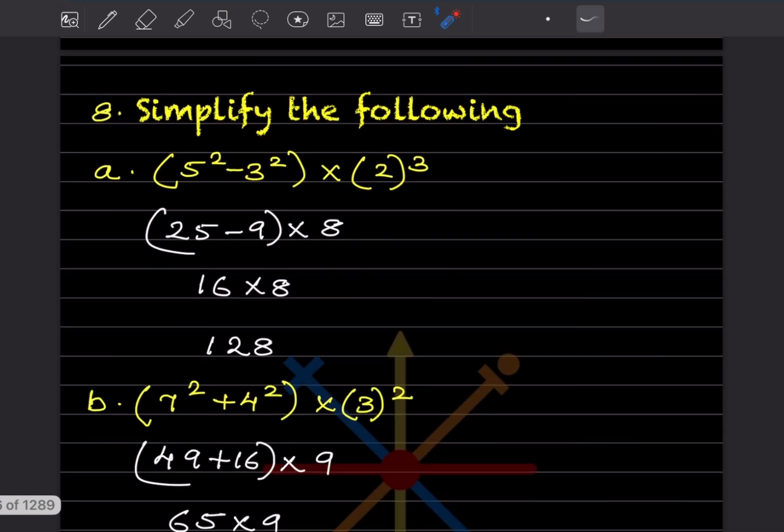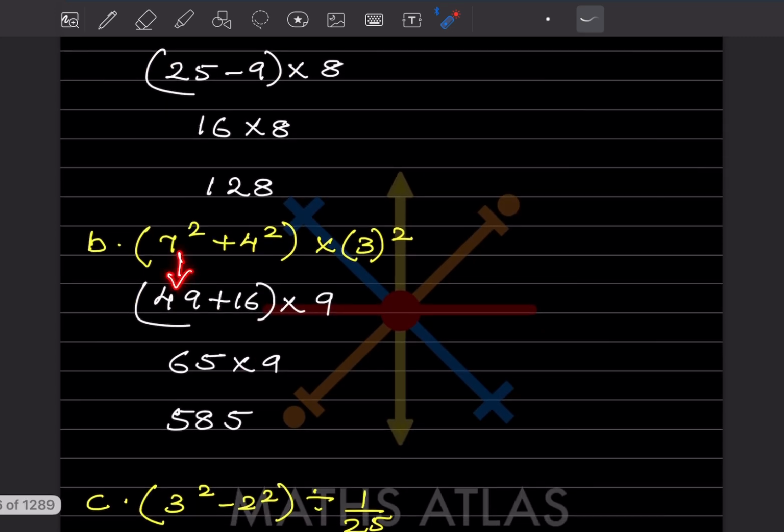Now here they said simplify the following. 5 raised to 2 means 25 minus 9, and this is going to be 2 raised to 3 means 2 into 2 into 2, that is going to be 8. Now this is in the bracket, so we'll solve this separately. That will be 16 into 8, which is 128. Now this is going to be 49 plus 16, and this is going to be 3 square means 9. So this will be 65 into 9, which is going to be 585.